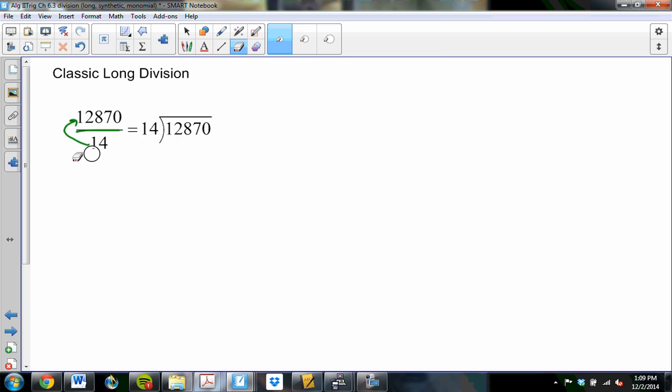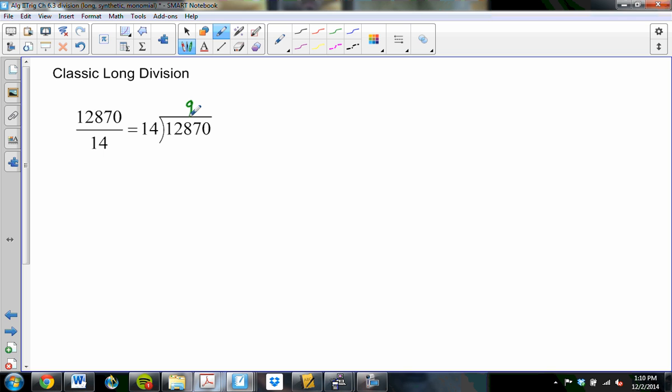I'm doing this division. I want to see how many times 14 can go into 1. 14 can't go into 1. In fact, 14 can't go into 12. So I do 14 into 128. 14 goes into 128. Let's see, 10 times 14 is 140. So that's too big, obviously. So I'm going to try 9 times 14. 9 times 4 is 36. I'm going to try 9. So I put a 9 here.